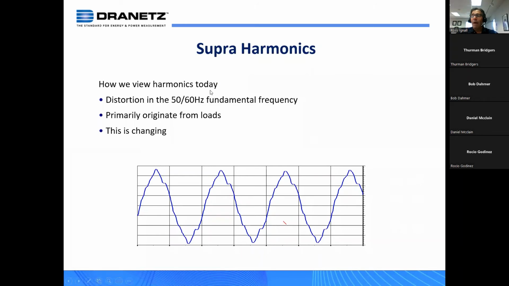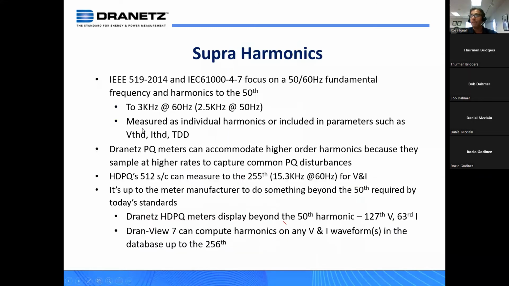So when we look at it, how do we view harmonics today? Well, we're looking at distortion of 50 or 60 hertz waveforms. We went through that before, beat that up a little bit, but typically that caps out at about the 50th harmonic. Historically, this distortion primarily originates from the loads, what we plug into the system. But again, as I said before, this concept is changing a little bit today.